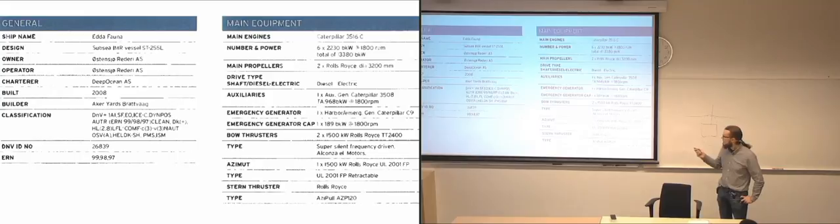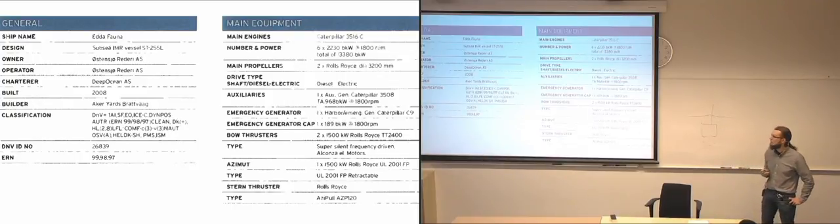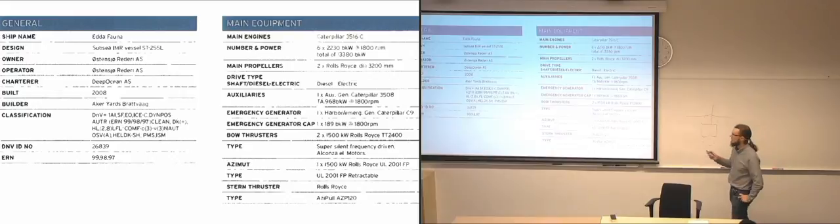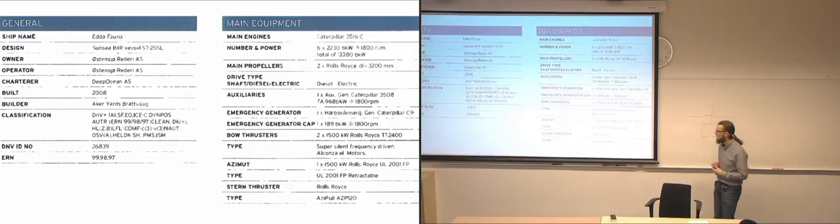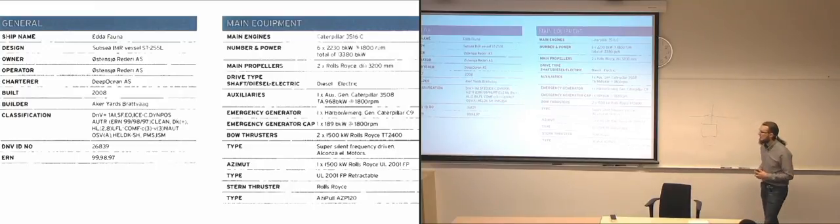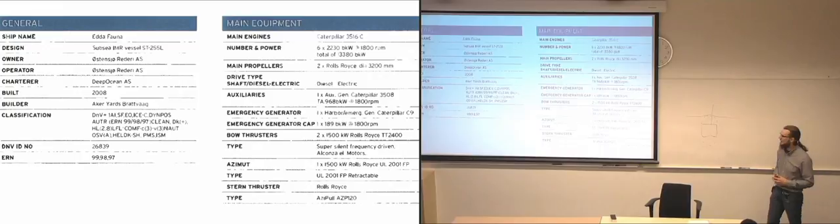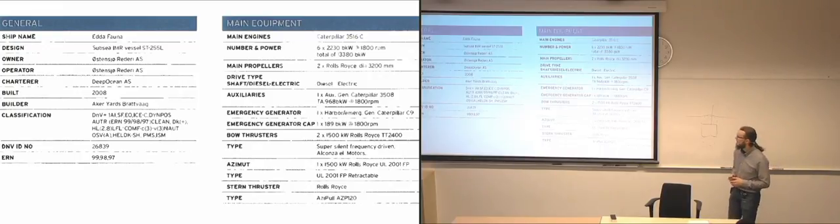They have thrusters in the bow, and those are azimuth thrusters. And in the stern, they have azipull. I don't really know the difference between the azimuth and the azipull thrusters. It has something to do with the design of the thrusters themselves, but it's pretty detailed information, so I haven't really gotten a hold of what it is.